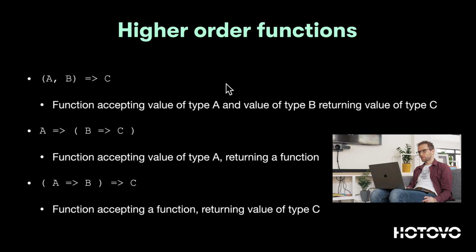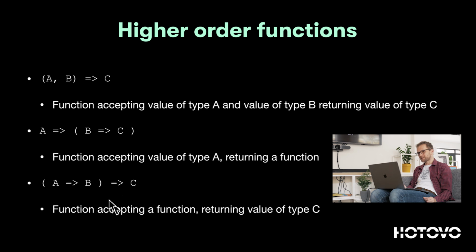So just to recap what higher order functions are. Here we have a single function which takes two arguments, one of type A, the other of type B, and returns a value of type C. This is a normal function. Here we have a higher order function. It's a function that accepts a value of type A and returns a function. By higher order functions, we mean a function that can take or return a function.